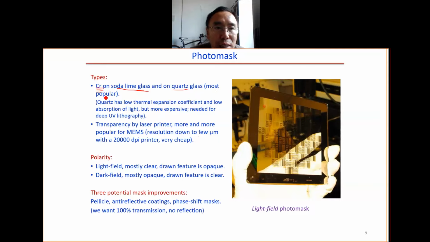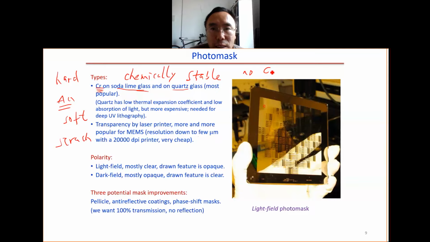So why do we use chrome as the mask? First, chrome is hard. Gold is soft; if you scratch it, the gold will be scratched away. But chrome is a very hard metal. It cannot be scratched away. Secondly, chrome is very chemically stable. For example, no acid or base can dissolve chrome, because chrome forms a very stable chrome oxide layer on the top.